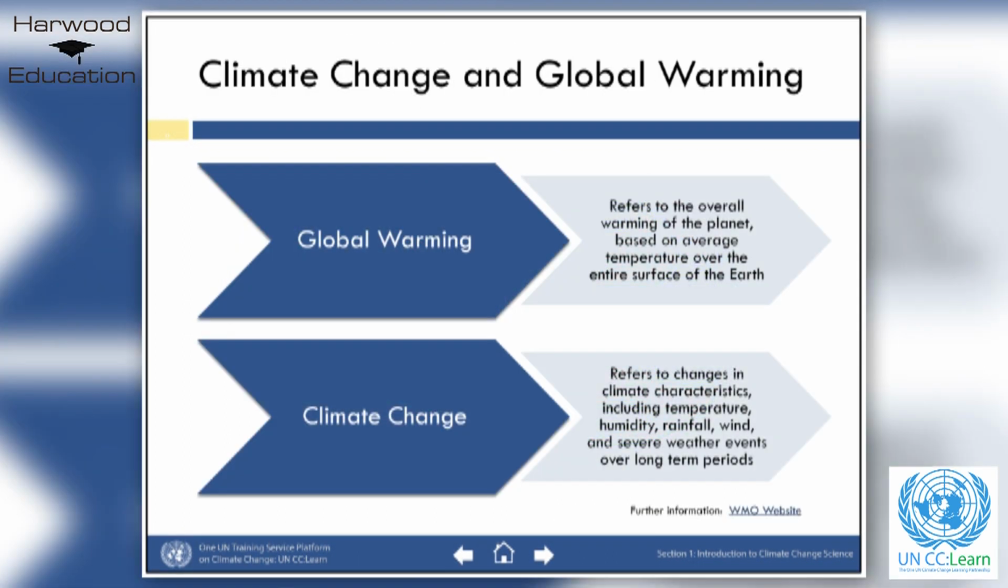Climate change and global warming. Since the beginning of the 20th century, scientists have been observing a change in the climate that cannot be attributed to any of the natural influences of the past only.